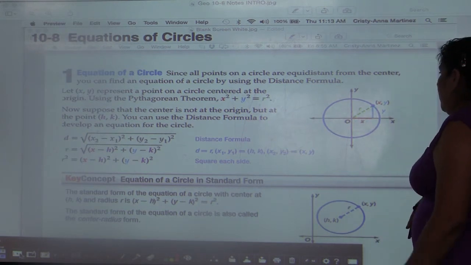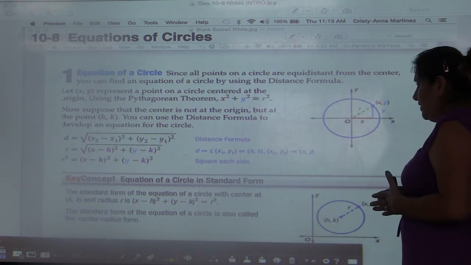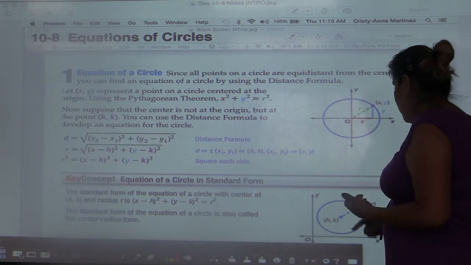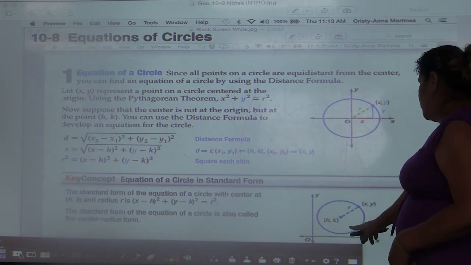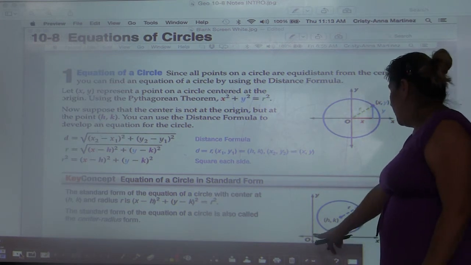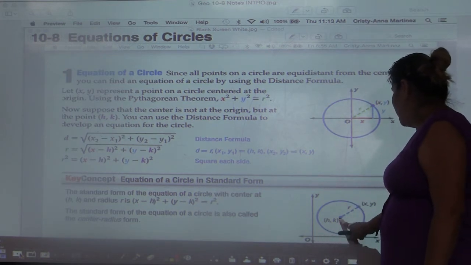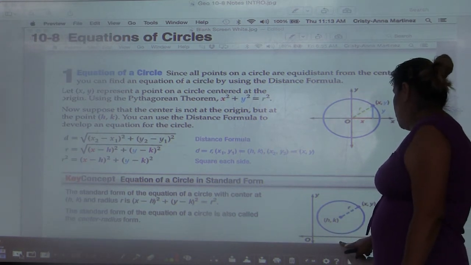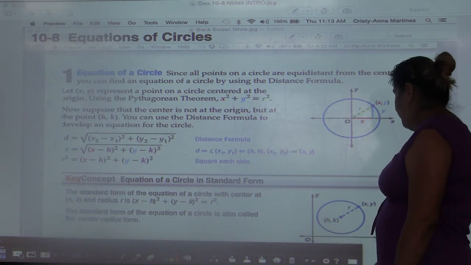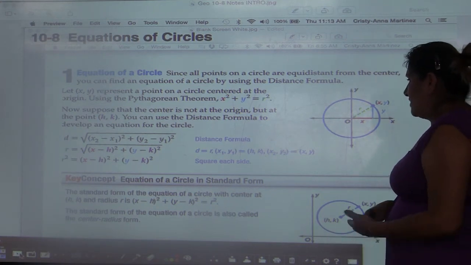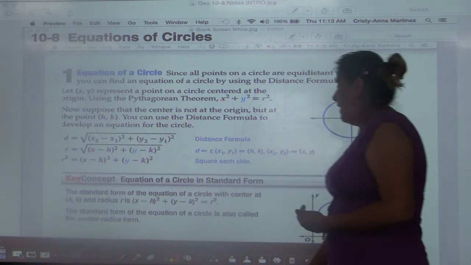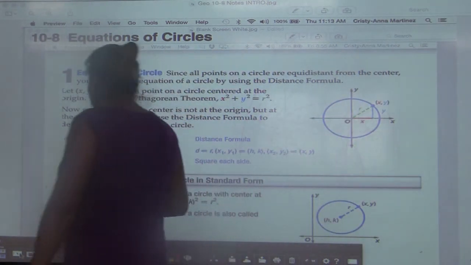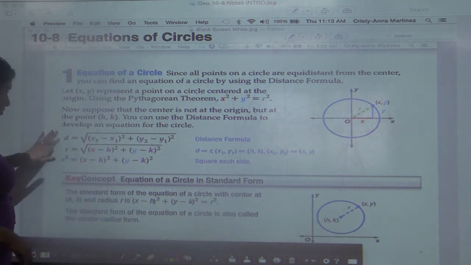And now it says suppose the center is not at the origin, but at the point (h, k). So if you do that, all that's going to happen is, if the center is not at (0, 0), then you're going to have to move in this direction. So let's say, for example, that h was 5, then that just means that you're going to end up with x minus 5. Because if you have x minus h, then you would get positive 5, which would be your center. So I'm not sure if that all completely makes sense to you right now, but here's the distance formula.